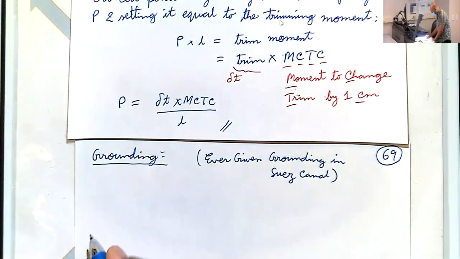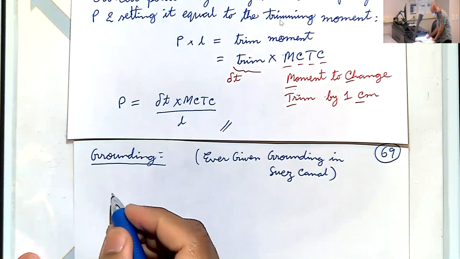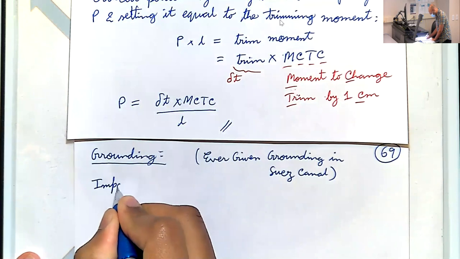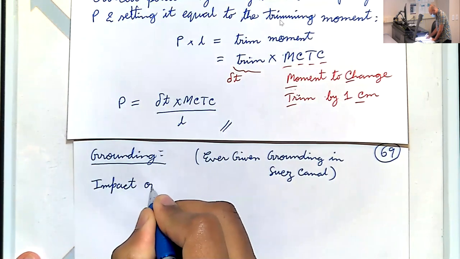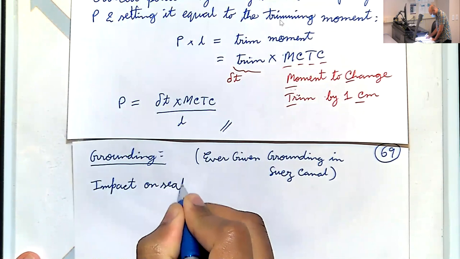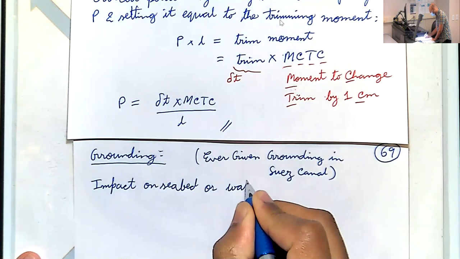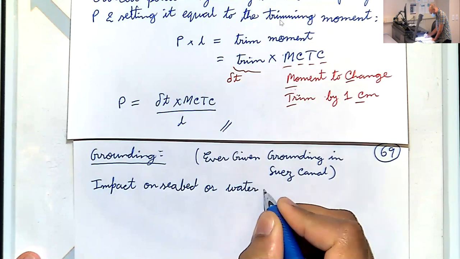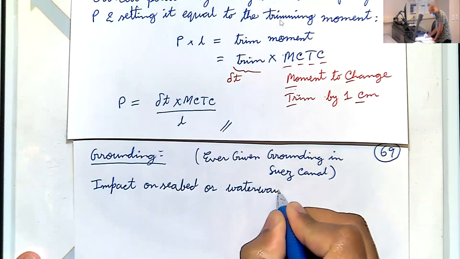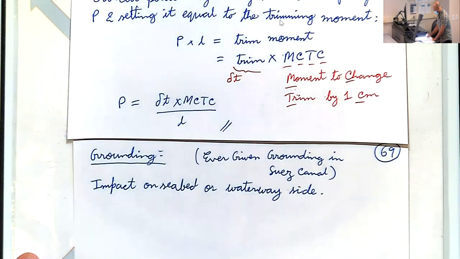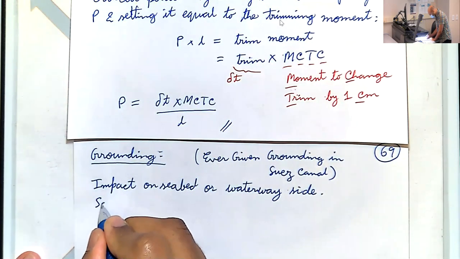All right, so when you experience grounding, you have an impact on the seabed or waterway side, which is exactly what happened to this guy. And sometimes this can be intentional.